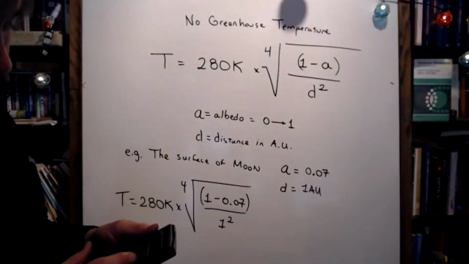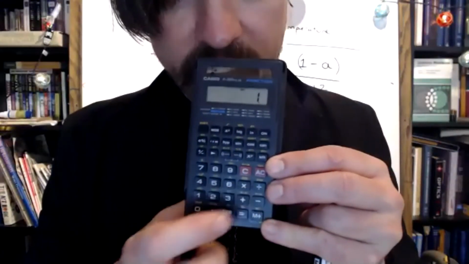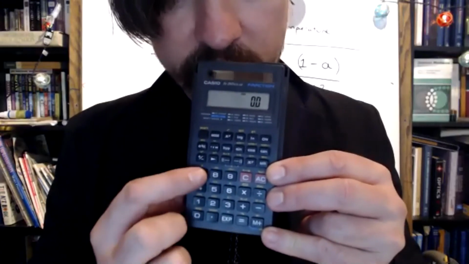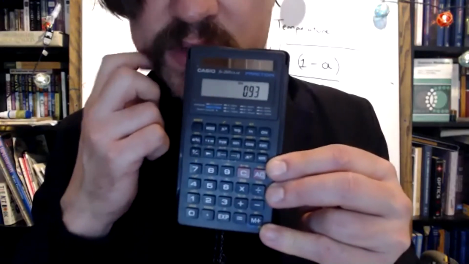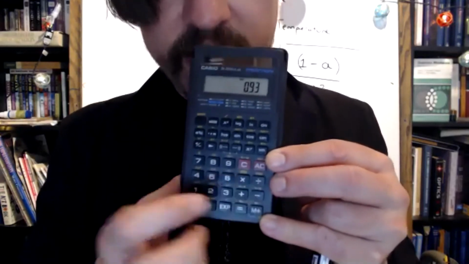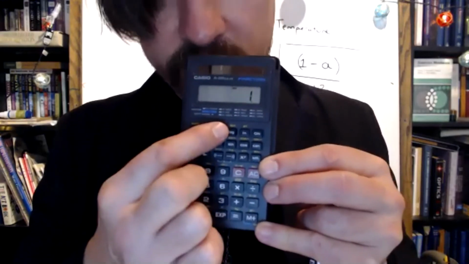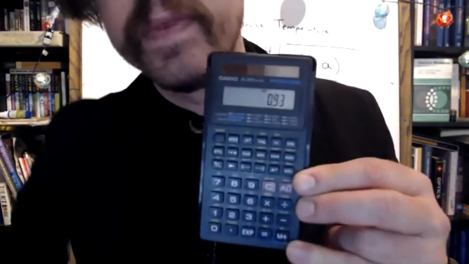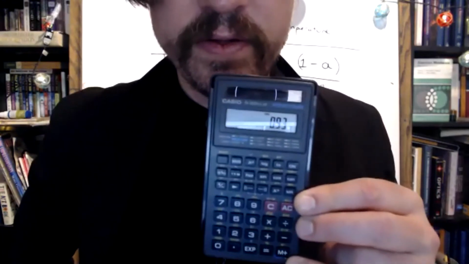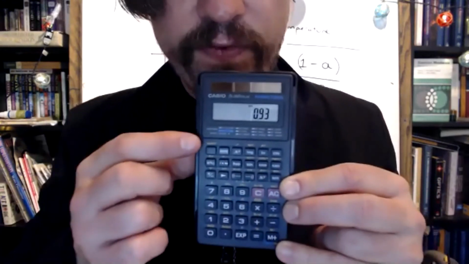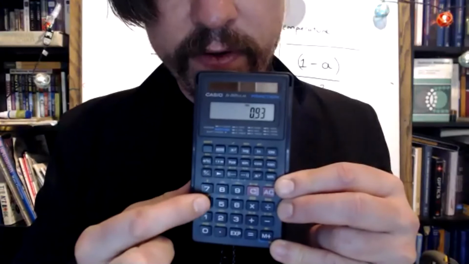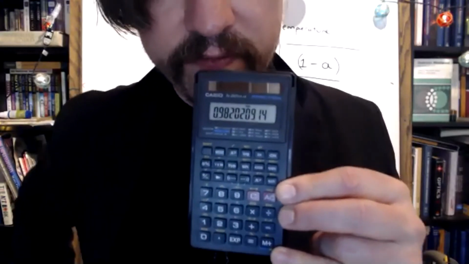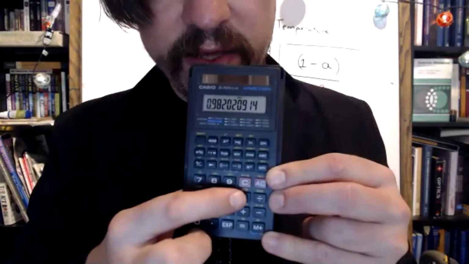Brendan, can you do that again? That's fine. 1 minus 0.07. Then I would hit equals. In the event that your distance was not 1, we would do divided by 1 squared equals. You with me so far? Yep. Now we're going to do the fourth root. Shift arbitrary root 4 equals. Now we multiply by 280 times 280 equals.